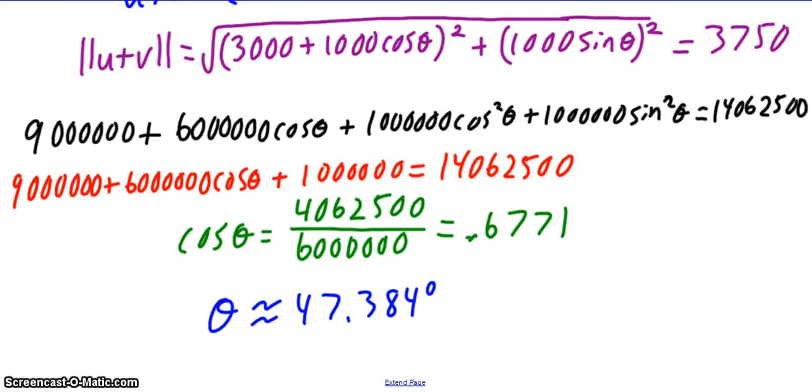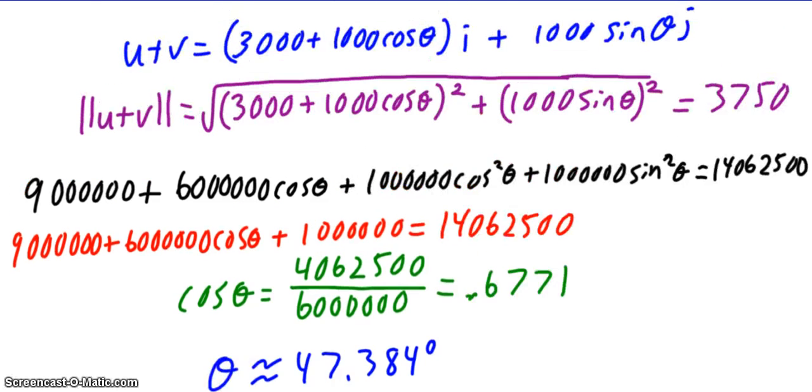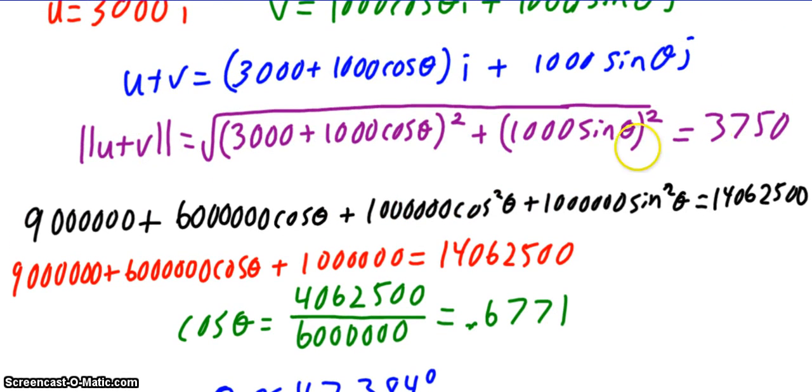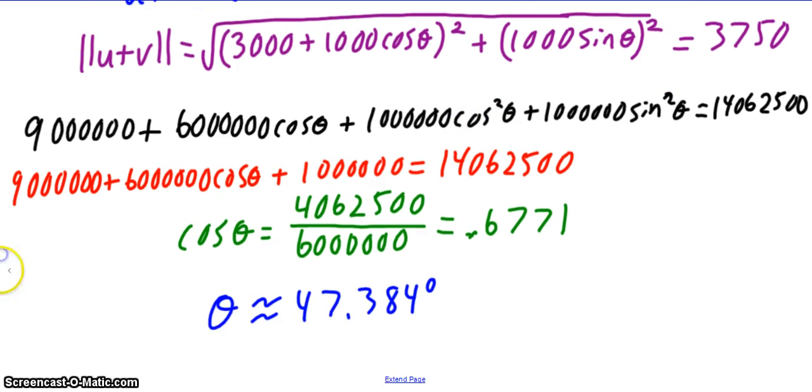Alright, so we should end up with theta is approximately 47.384 degrees. So how do we come up with that? Well, we already had the magnitude equation written, so then it just became a solving process. Square both sides. When you multiply this binomial out, you get 9 million plus 6 million cosine theta plus 1 million cosine squared theta. This becomes 1 million sine squared theta. You could factor out a 1 million from there, and you're left with cosine squared plus sine squared, which is 1, so that's why those go away. Then bring everything over to one side, isolate the cosine, do the inverse, and we get theta.